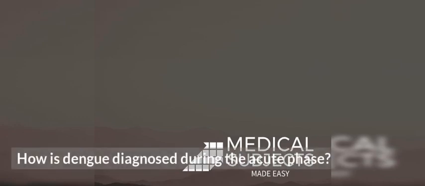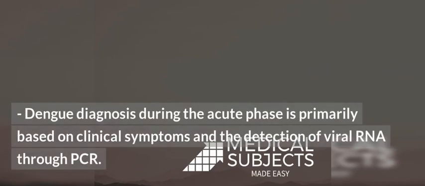14. How is dengue diagnosed during the acute phase? Dengue diagnosis during the acute phase is primarily based on clinical symptoms and the detection of viral RNA through PCR.